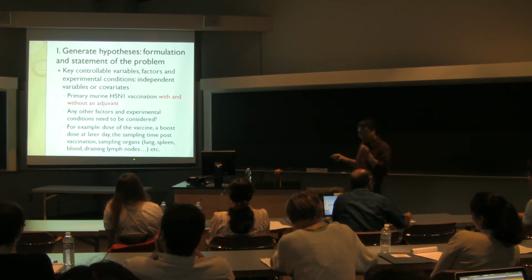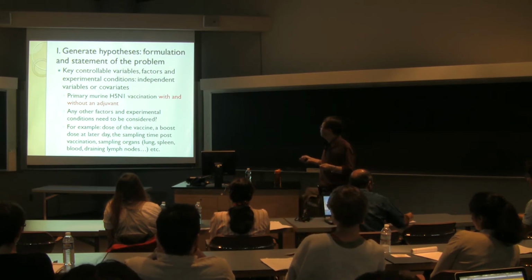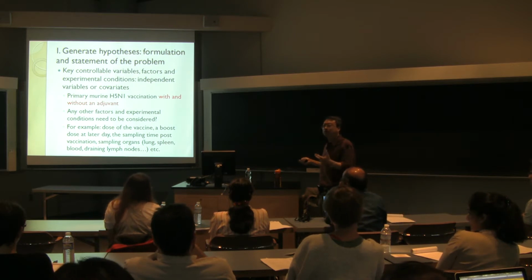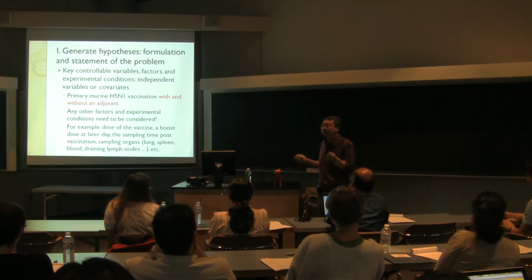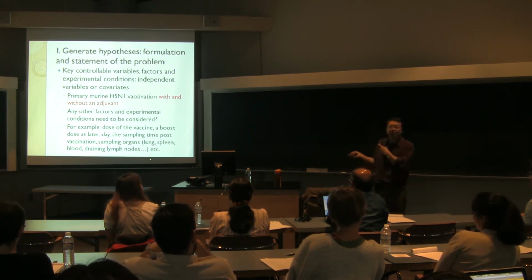Another thing is that for the human it is simple. You just get blood. That's all you can get. But for the mice, you can get lung, spleen, blood, draining lymph node, or all different organs. What kind of sample do you get to measure all those things? Do you measure all of these, or just pick some of them? So there are a lot of issues.